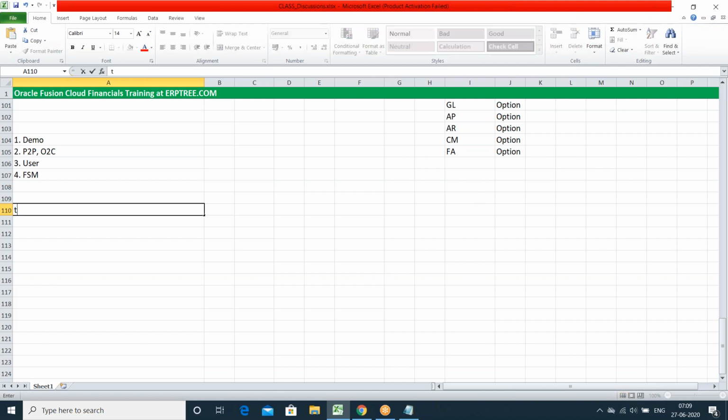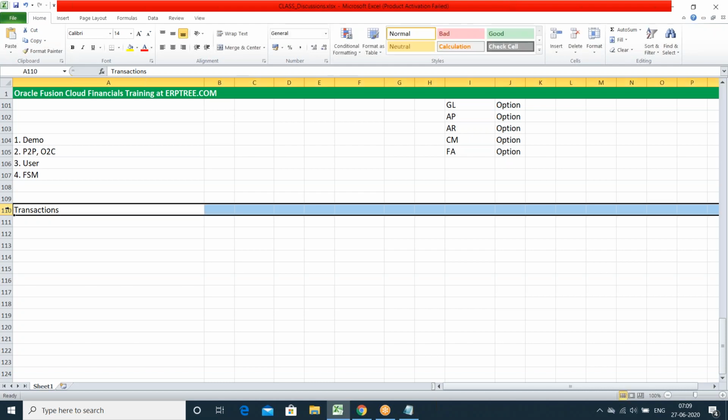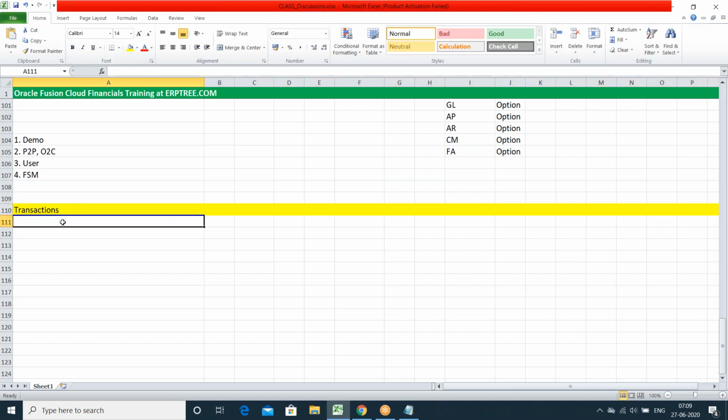How to create the transactions in the system. So we discussed in the P2P and O2C cycles, what it means by subledger applications, right? Other than GL, all applications we are calling subledger applications. It could be a subledger application or general ledger application. In any application, if you want to create the transactions, what do we have to create in the system?